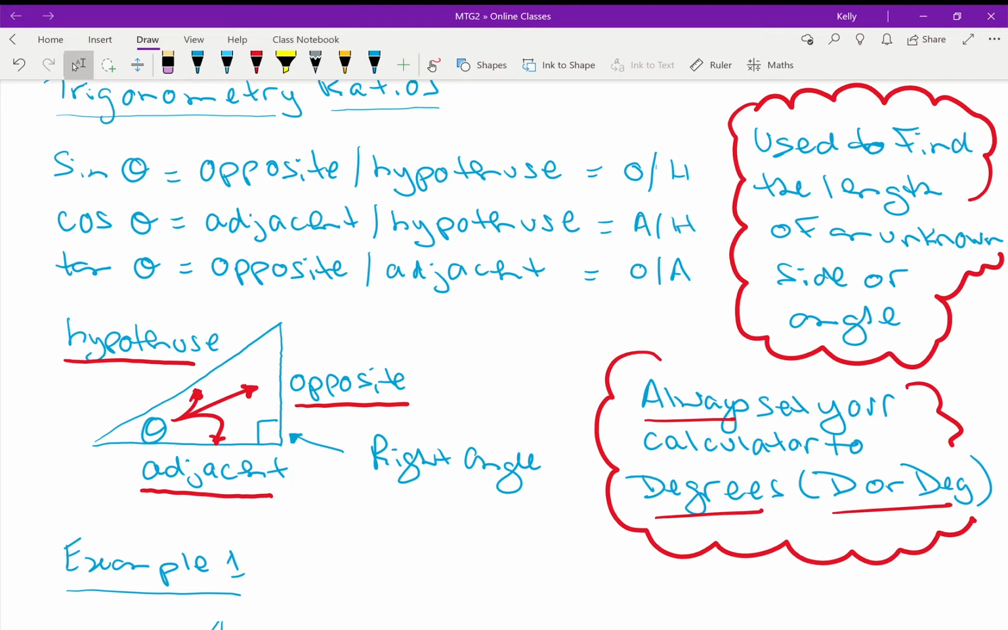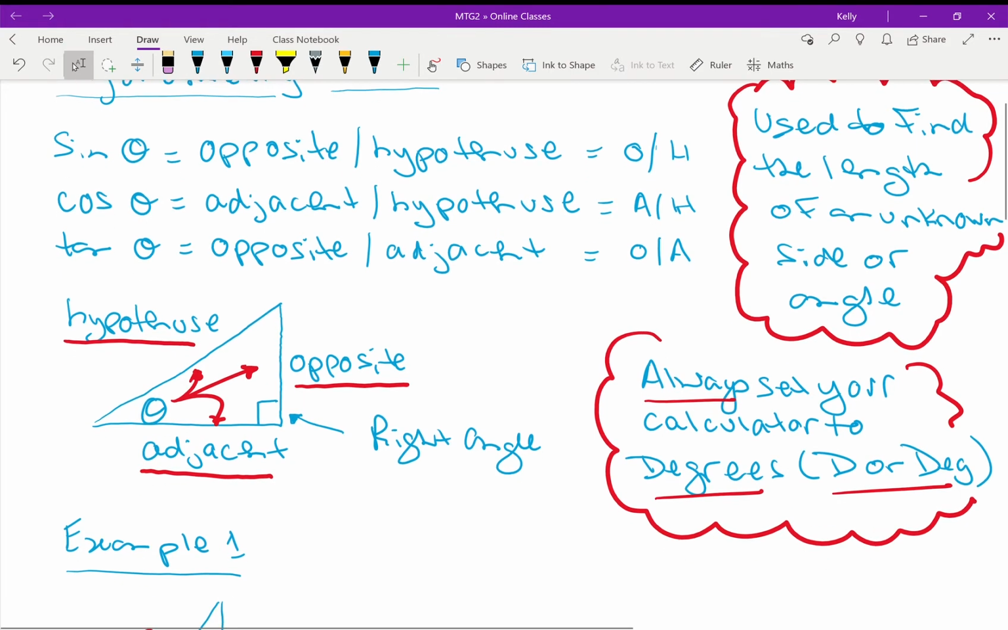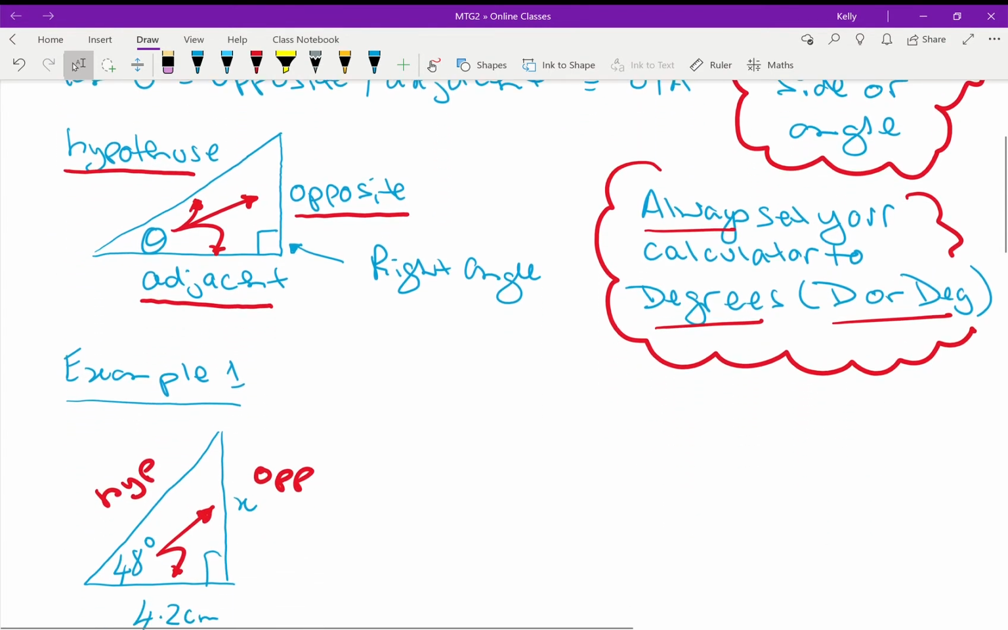When you do calculations on your calculator, I've got a note there to always set your calculator to degrees, which is a D or DEG. Calculators can be in radians and can be in gradients. So if you do your calculations with that turned on, then you'll get incorrect answers for your problems. So let's have a look at a problem.